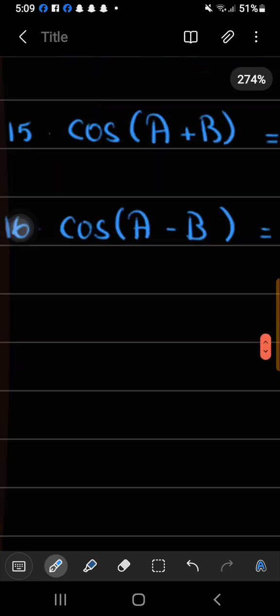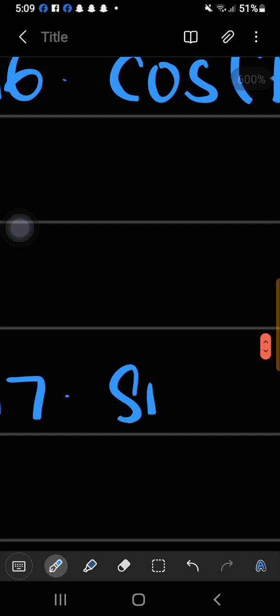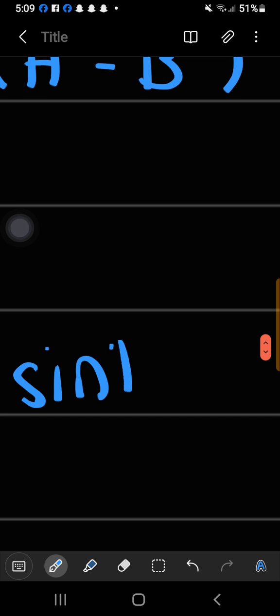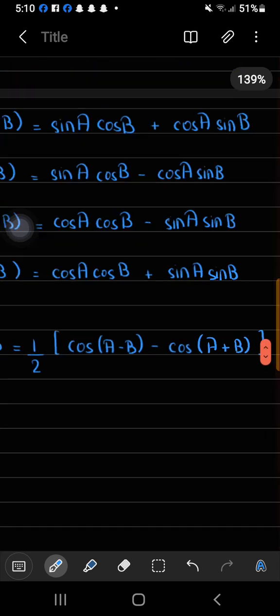Okay, so there is the 17th, this is called the double sine property. So sin a sin b is equal to 1 upon 2 large bracket open cos a minus b minus cos a plus b.